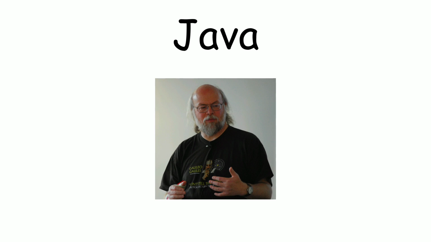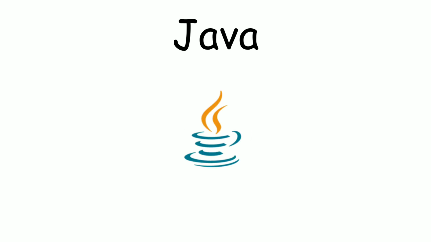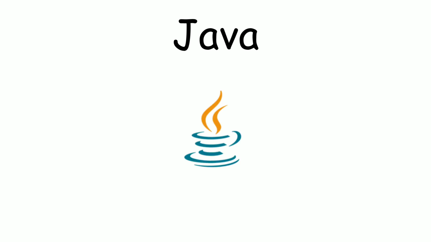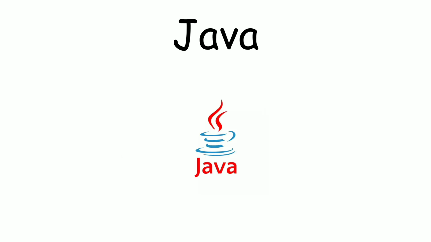James Gosling created Java on January 23, 1996 AD. Before Java, code had to be rewritten to be executed in different environments. Java was the first programming language that had to be written once and could be executed in multiple environments without rewriting the code. The story of Java has a twist.